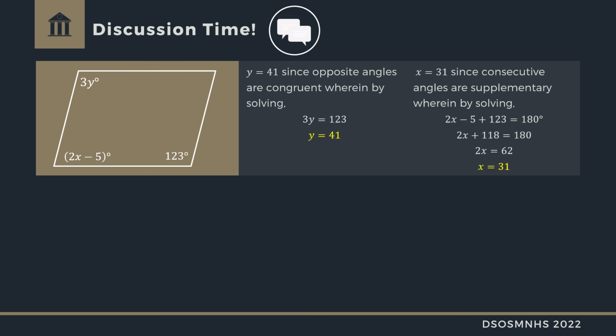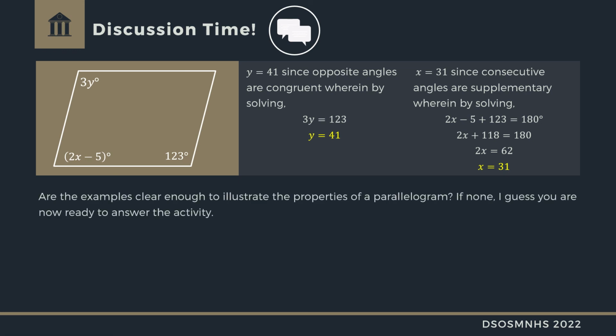2 times 31, how much is it? 62. 62 minus 5, how much? 62 minus 5 is 57... 67 degrees. So 67 degrees plus 123 degrees is 180. So that serves as our last example.